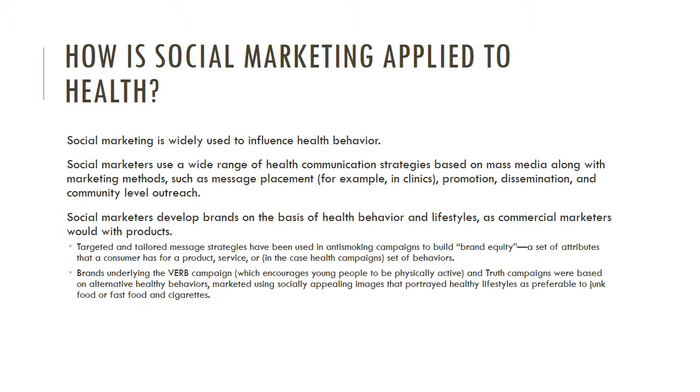Social marketers develop brands on the basis of health behavior and lifestyles, as commercial marketers would with products. For example, targeted and tailored message strategies have been used in anti-smoking campaigns to build brand equity. Brands underlying the Verb campaign and Truth campaigns were based on alternative healthy behaviors, marketed using socially appealing images that portrayed healthy lifestyles as preferable to junk food or fast food and cigarettes.